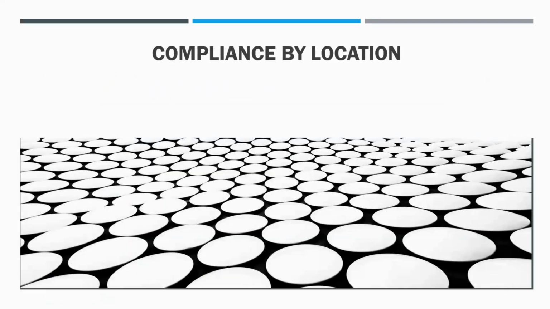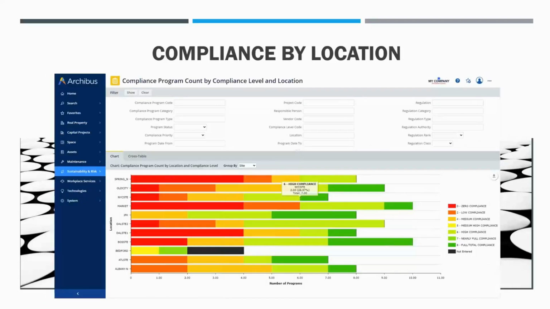By location, so I've just highlighted one there, which is 6 in a particular building. The high compliance requirements, there are 7 in total, but 2 of them are the larger percentage in terms of what needs to be complied with.